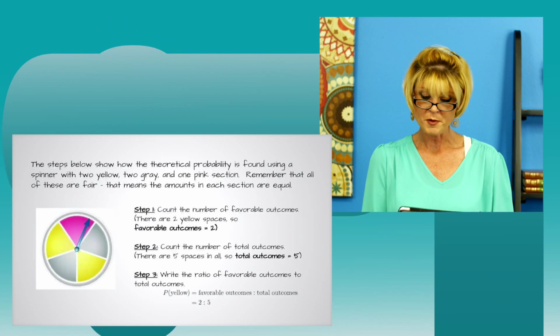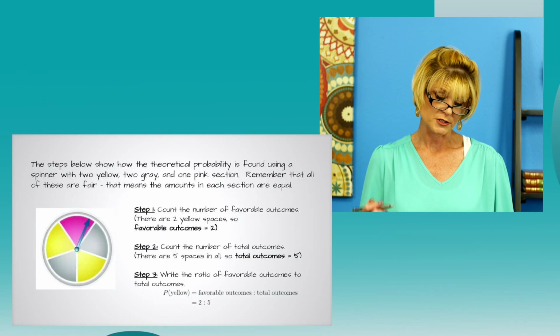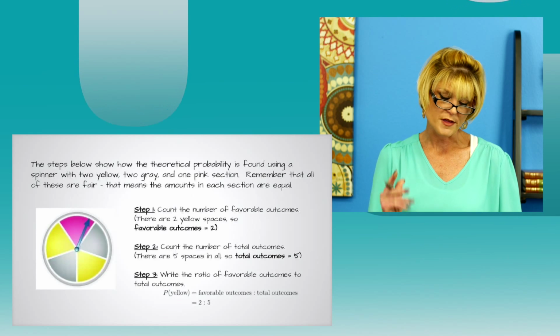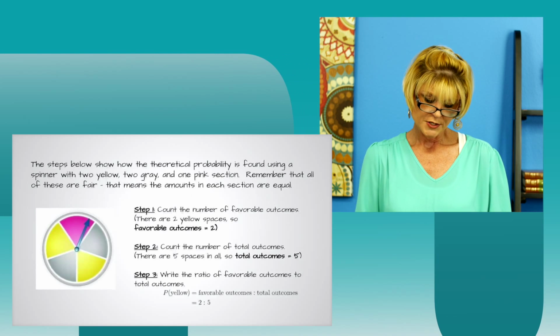So the steps below show how the theoretical probability is found using a spinner with 2 yellow, 2 gray, and 1 pink section. Remember that all of these are fair. That means that the amounts in each section are equal. So we're just going to jump right in with an example. So how would we do this?